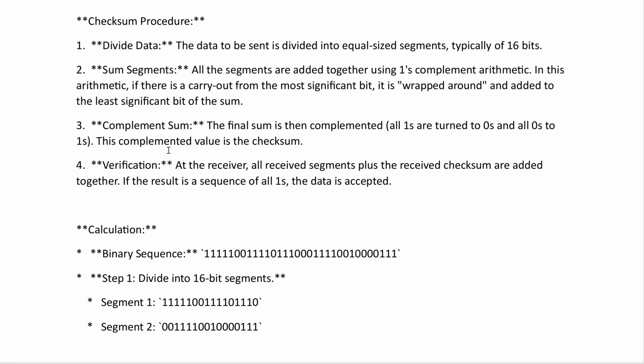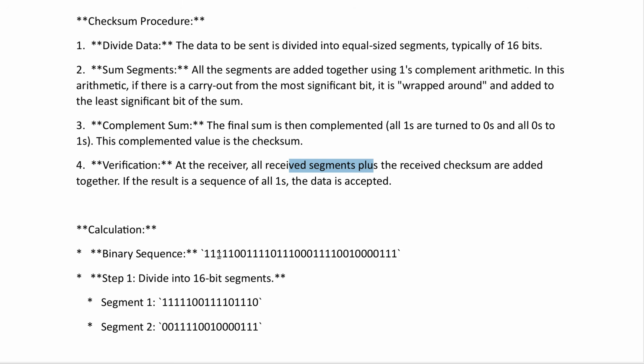After calculating the sum, you have to simply take the complement of that sum. Complement means you convert 0 into 1, 1 into 0. That is the complement, right? After that, we have to do the verification. At the receiver, all the received segments plus the received checksum are added together. So this complemented value is the checksum, right? If the result is a sequence of all ones, it is accepted, right?